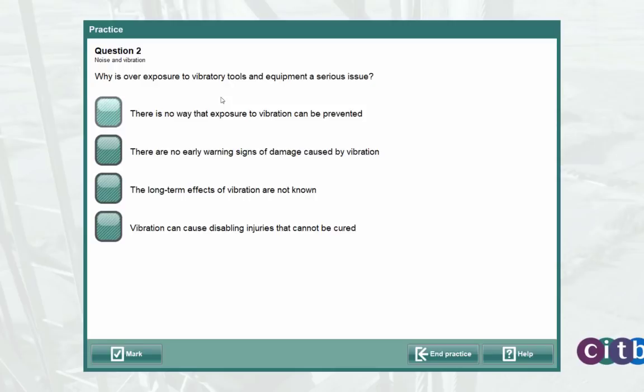Why is overexposure to vibratory tools and equipment a serious issue? There is no way that exposure to vibration can be prevented. There are no early warning signs of damage caused by vibration. The long-term effects of vibration are not known. Vibration can cause disabling injuries that cannot be cured.